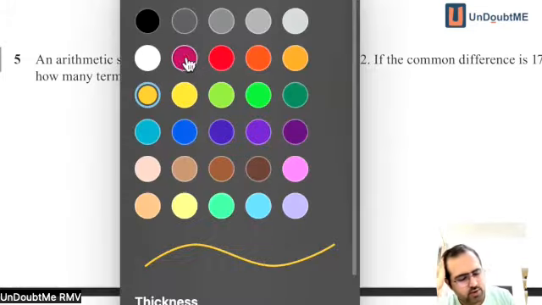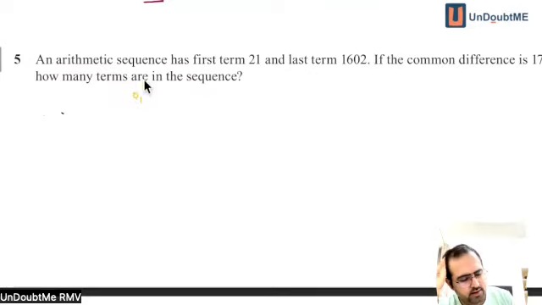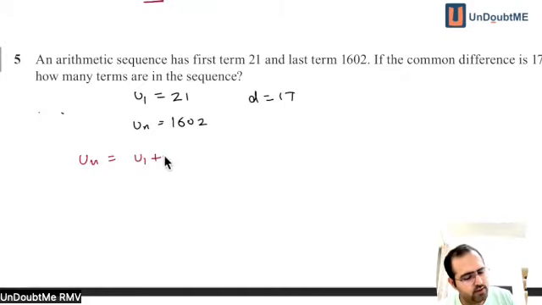Look, u1 is 21. The last term means I can call it un as 1602. And the common difference is 17. Just use the formula for un. Un is u1 plus (n minus 1)d. 1602 is equal to 21 plus (n minus 1) times 17.